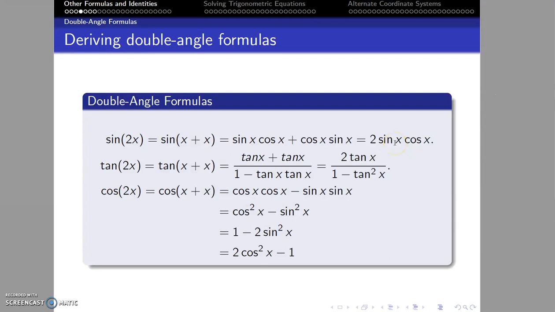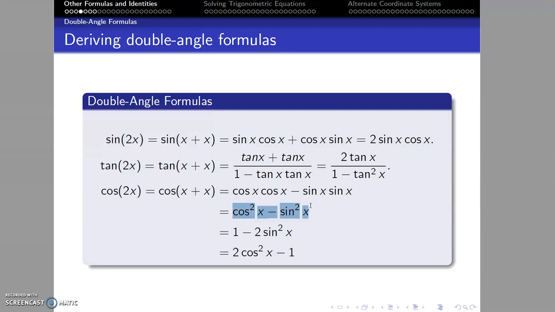In fact, we can do this same approach for all the double angles. We can do sine of x plus x. We can do tangent of x plus x. All right, sine of x plus x gives us 2 sine cosine. Tangent of x plus x, or tangent of 2x, gets us 2 tangent over 1 minus tangent squared. And then lastly, cosine of 2x is a little special, because after you do the sum formula for cosine, you're looking at cosine squared minus sine squared of x.